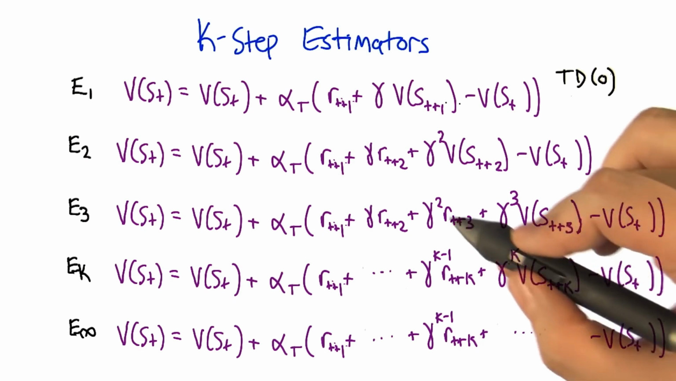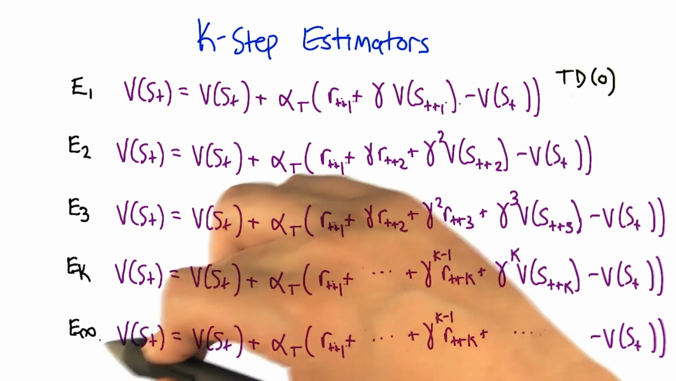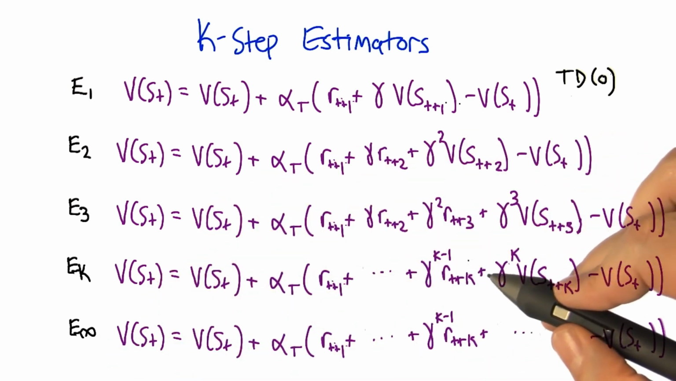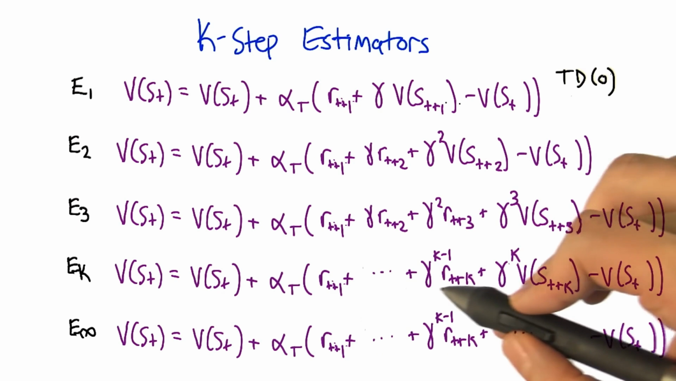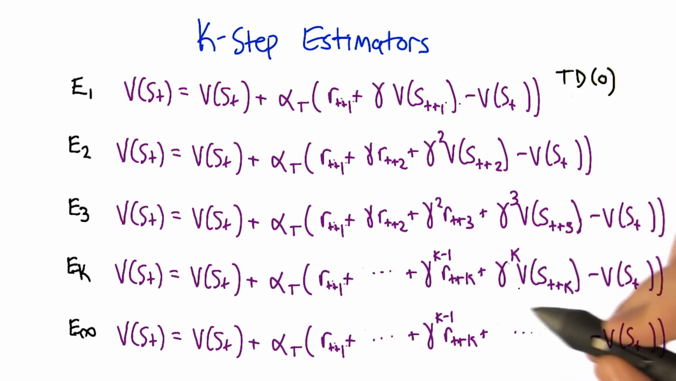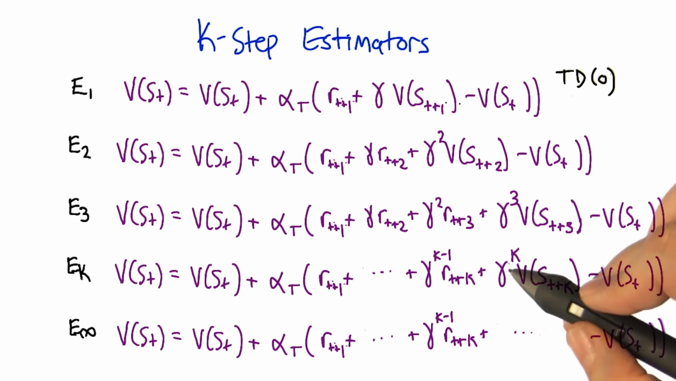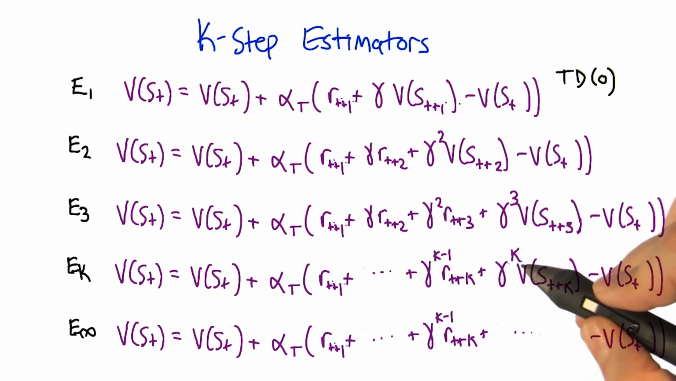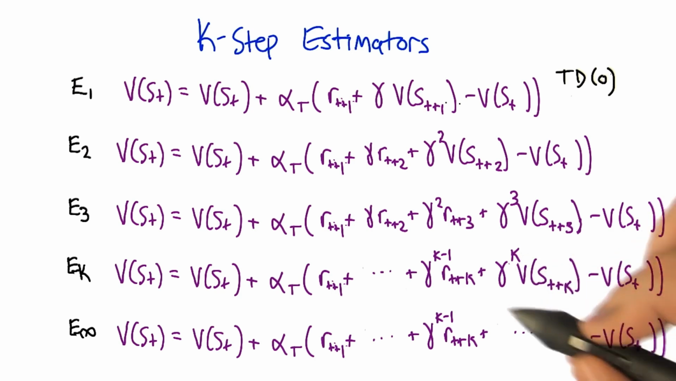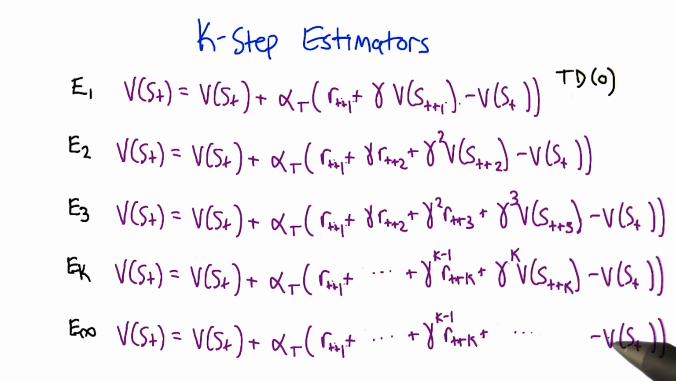And in fact, if we continue doing this arbitrarily, we eventually get to E infinity, where let's see what would happen in that case. So we get the sum of rewards, and it keeps going and it keeps going. And eventually, at infinity, we look at the state that we end up at infinity, which of course isn't a real thing. But then it's okay because we discount it by gamma to the infinity, which is 0. So this piece of the term actually drops out, and we just end up with this infinite sum of rewards.